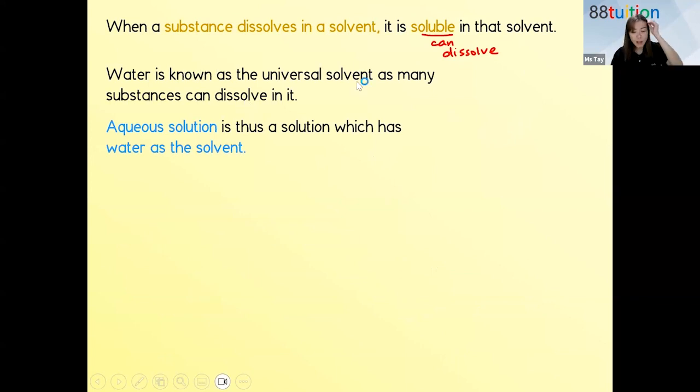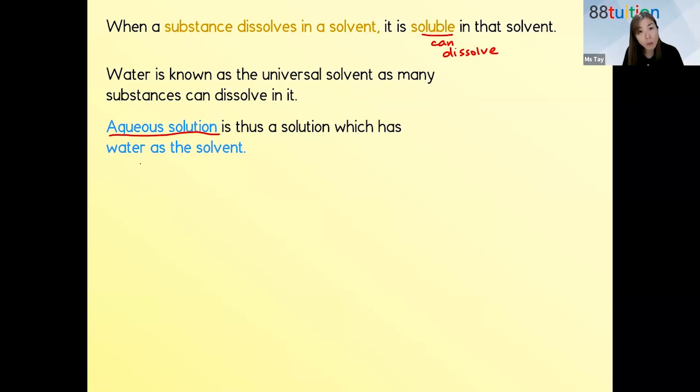Water is actually a universal solvent. Why is that so? Because there are so many substances that can dissolve in it. So that's why they give it the name, water, universal solvent. Now, anything that is dissolved in water, the resulting solution is known as the aqueous solution. So if you see this term, you must understand that the solvent used is water.